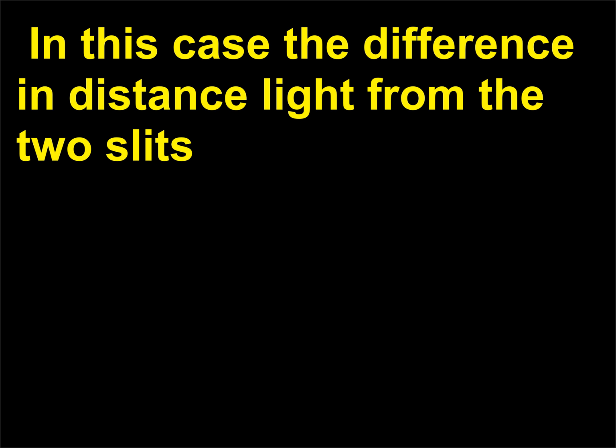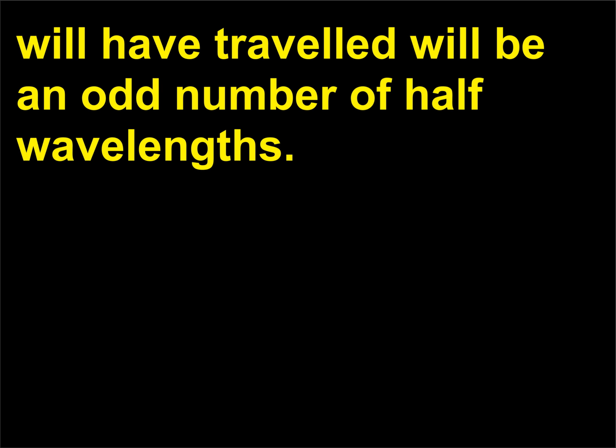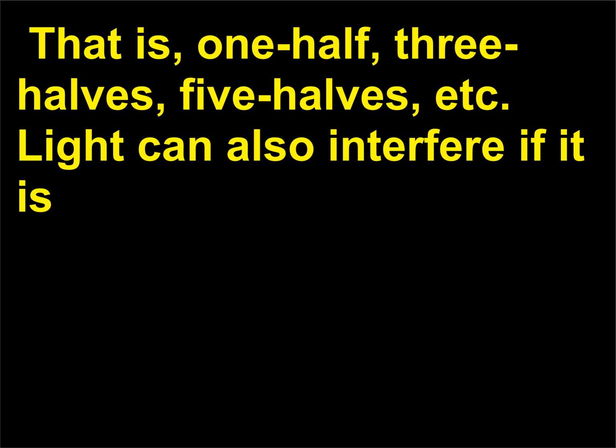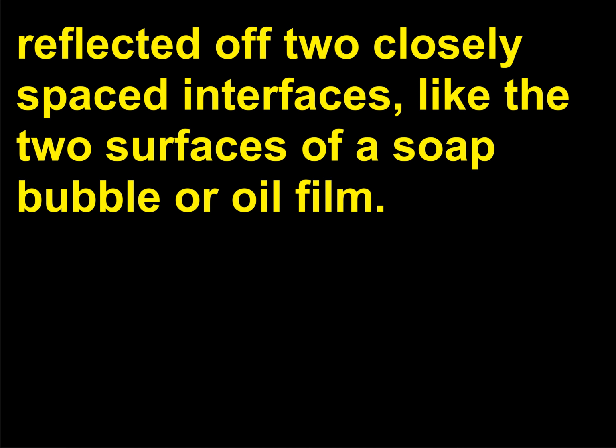In this case, the difference in distance light from the two slits will have traveled will be an odd number of half wavelengths. That is, 1/2, 3/2, 5/2, etc. Light can also interfere if it is reflected off two closely spaced interfaces, like the two surfaces of a soap bubble or oil film.